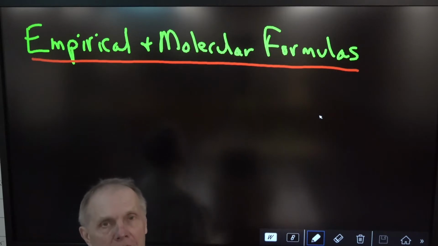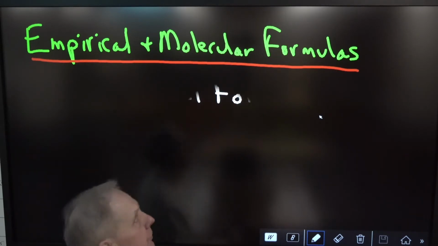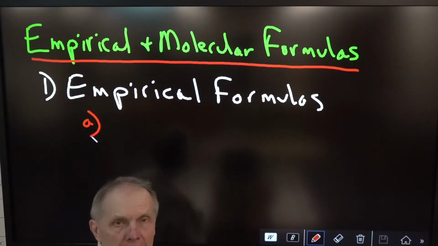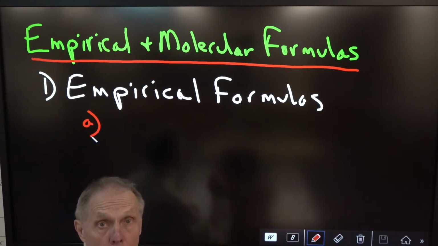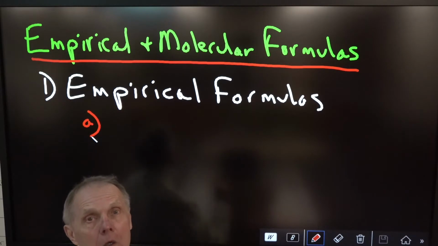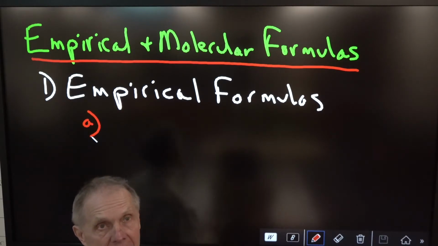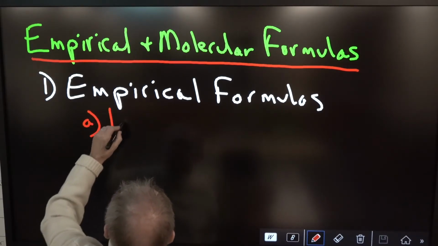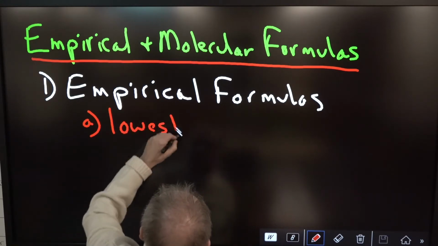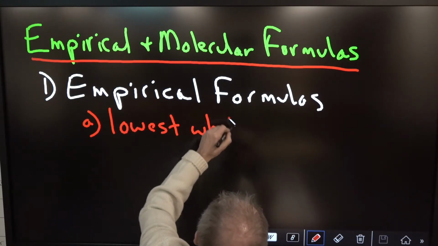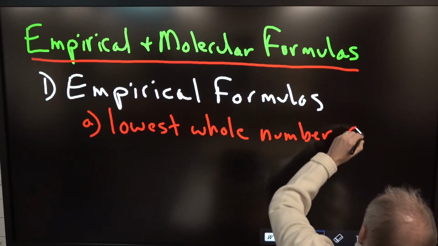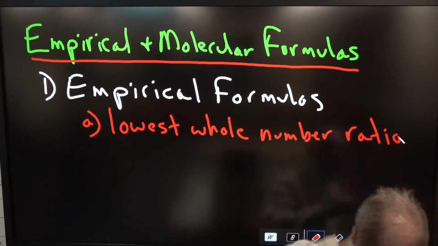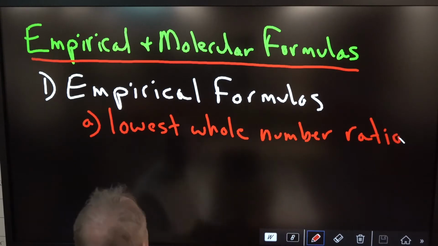So the first one we're going to talk about is empirical formulas. So, empirical formula. This is pretty easy. It's the lowest whole number ratio that a formula can have. So the lowest whole number ratio.